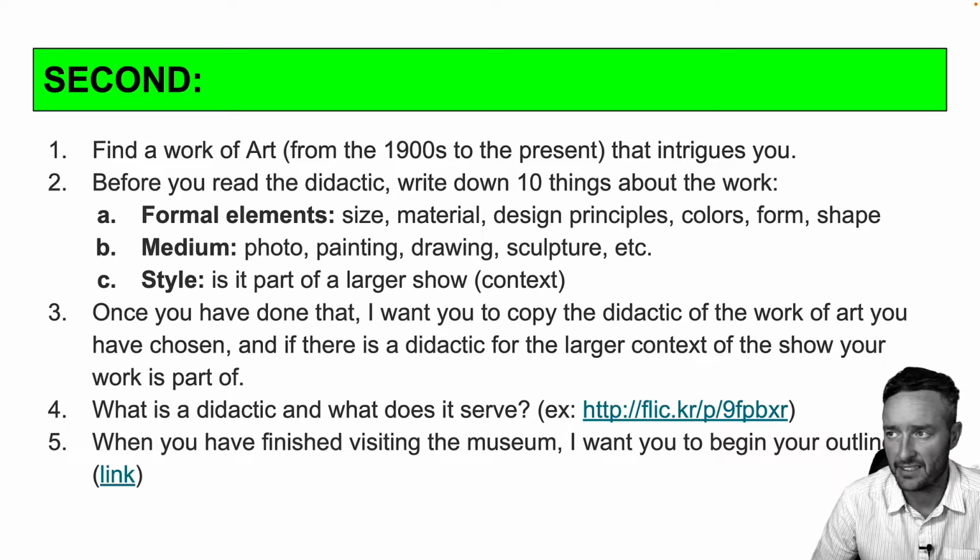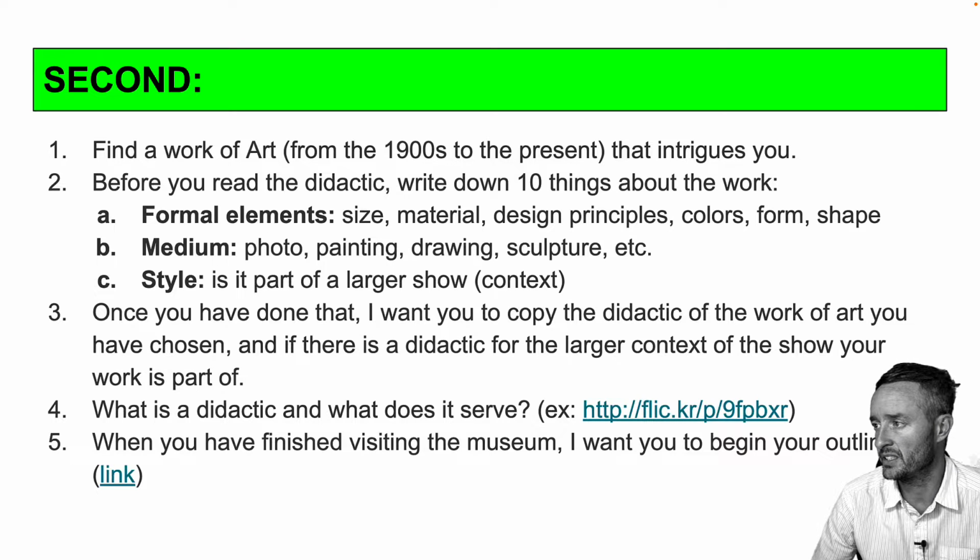Before you read the didactic, and a didactic is a little text description of that painting, I want you to write down a few things. I want you to write down some formal elements of that work: the size, the material, the design principles, colors, form, shape. I want you to note the medium, so is it a photo, a painting, a drawing, a sculpture, etc. And I want you to think about and determine if you can identify a style.